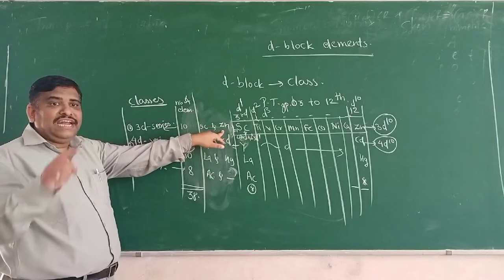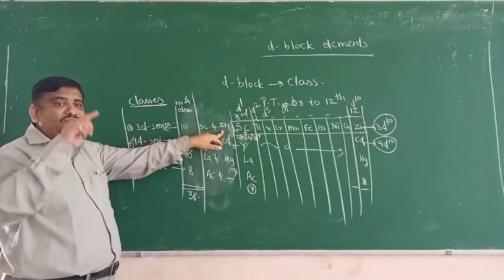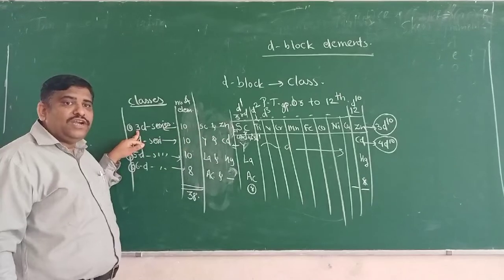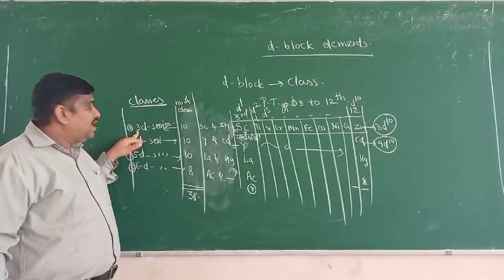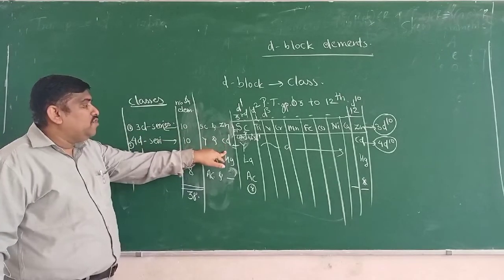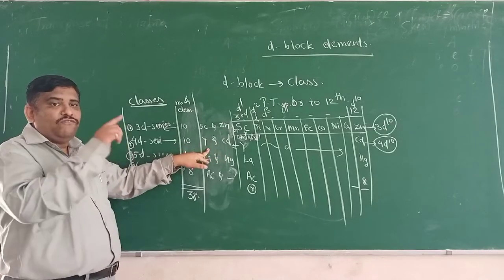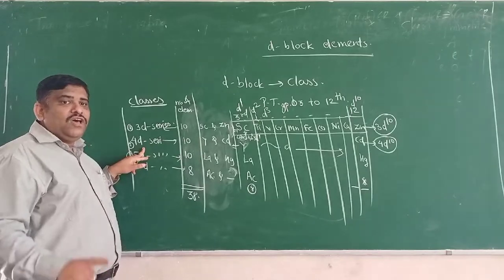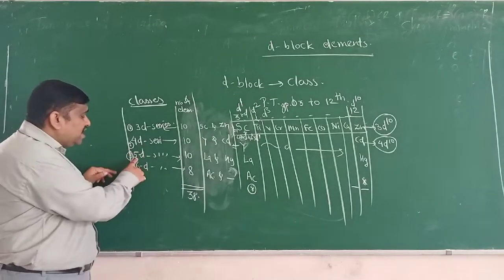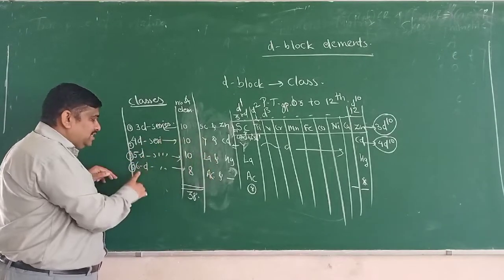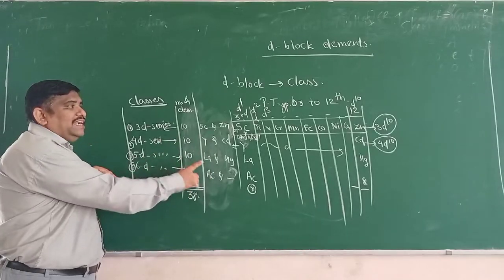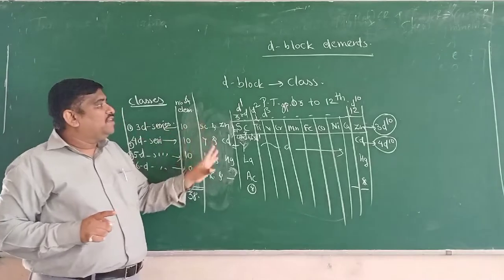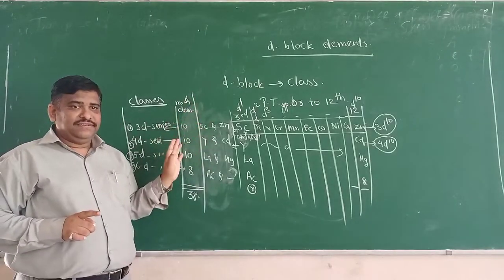Here for scandium to zinc, the electronic configuration goes from 3d1 to 3d10. That's why these elements are called 3d series elements. Here in yttrium to cadmium you are going to have the electronic configuration 4d1 to 4d10. Therefore these elements are called the 4d series elements. Here 5d1 to 5d10, 6d1 to 6d10 is there. So this is about the classification of the d block elements here.